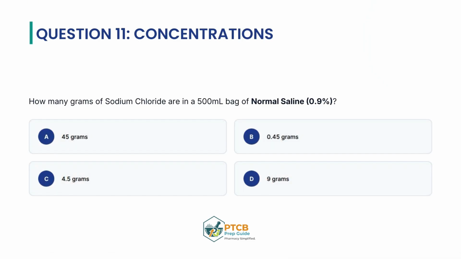Switching gears for question number 11. Quick math. How many grams of sodium chloride are in a 500 milliliter bag of normal saline, which is 0.9%? Option A, 45 grams. Option B, 0.45 grams. Option C, 4.5 grams. Or option D, 9 grams.